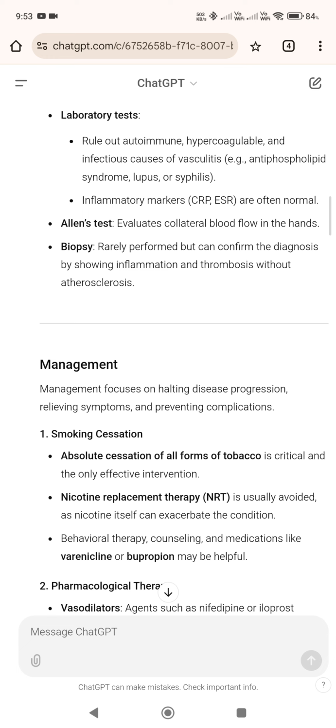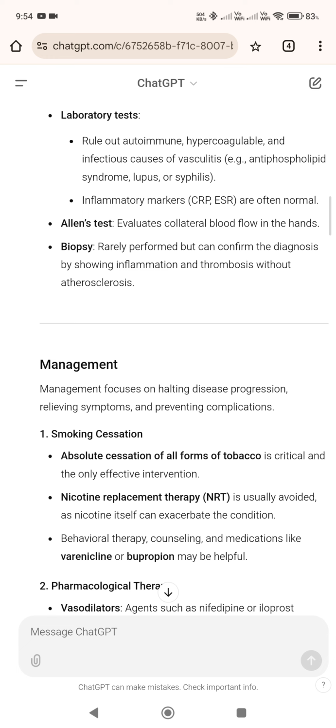Management. Management focuses on halting disease progression, relieving symptoms, and preventing complications. 1. Smoking cessation. Absolute cessation of all forms of tobacco is critical and the only effective intervention. Nicotine replacement therapy, NRT, is usually avoided as nicotine itself can exacerbate the condition. Behavioral therapy, counseling, and medications like varenicline or bupropion may be helpful.